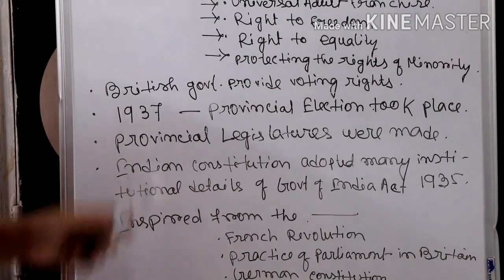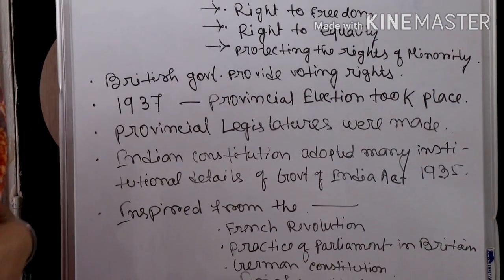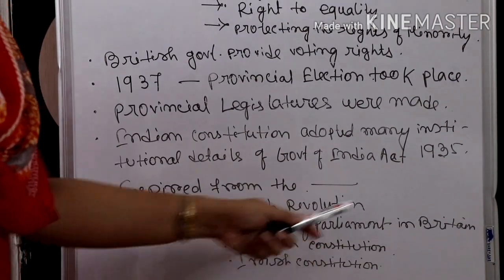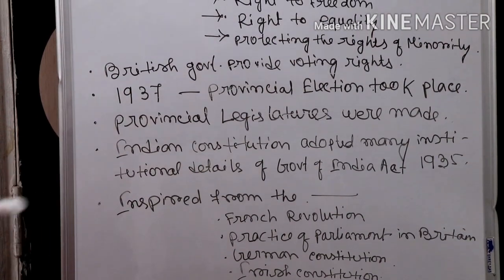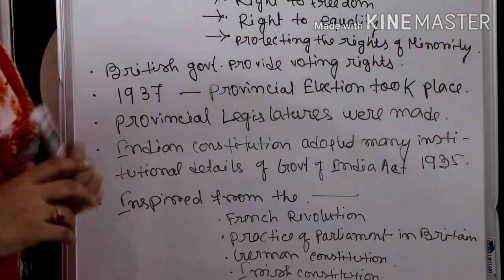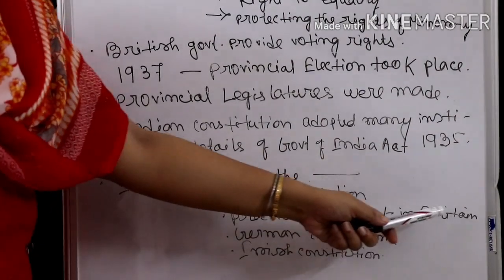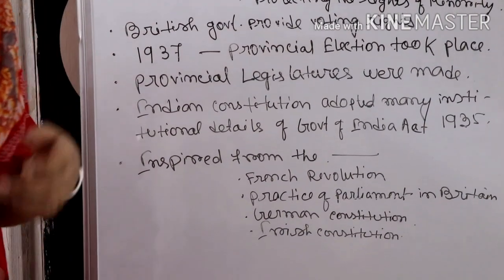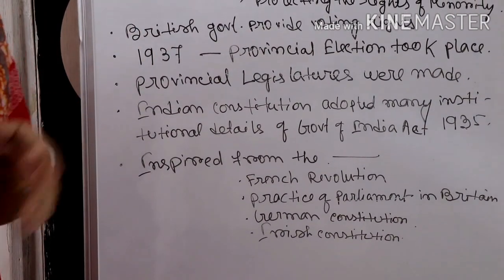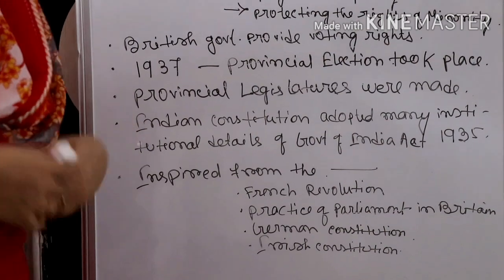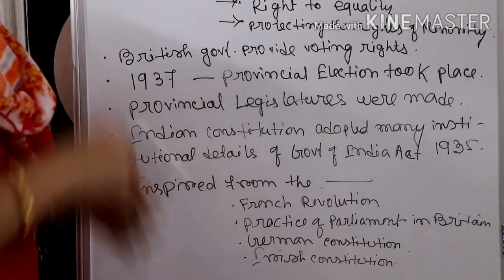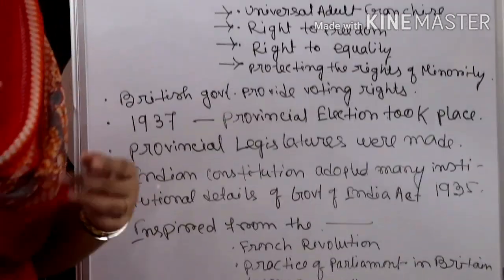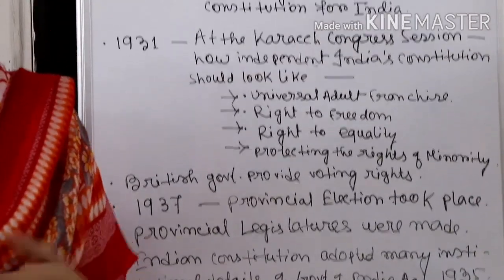Clear? And next, the ideas or inspiration that we got from different international incidents. From the French Revolution, we got the ideas of equality, liberty, fraternity, democracy, etc. From British democracy, we got the practice of parliament. The concept of parliament that we have now is definitely borrowed from the British Constitution. Next, the German Constitution, and from the Irish Constitution also we got some ideas, which we will definitely discuss later.